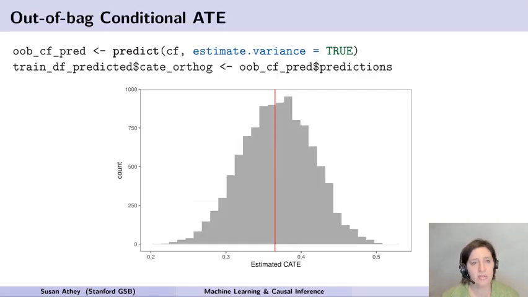Next, we look at the out-of-bag conditional average treatment effect, and a histogram that shows the distribution of those. What we're showing here on the x-axis is the estimated CATE, and on the y-axis is the count. We see this nice distribution where it looks like there's a fair bit of heterogeneity in CATEs. Sometimes the treatment effect is as high as 0.5, other times as low as about 0.25. So it looks like our model has found systematic heterogeneity in treatment effects.